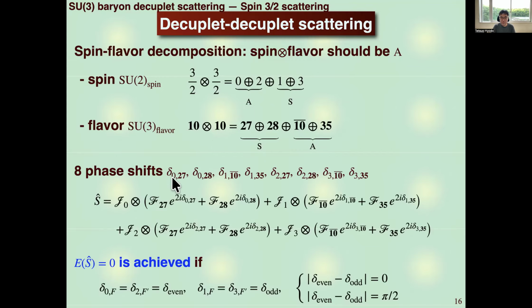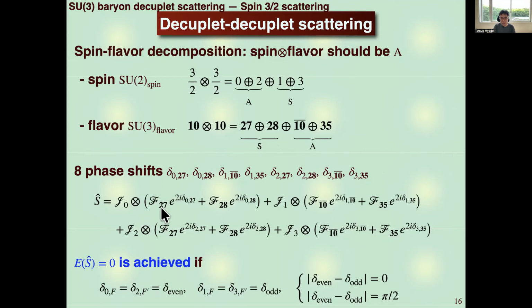Namely, this is a spin. So spin 0, flavor 27, spin 0, flavor 28, which is given by this combination, and spin 1, in this case, you have to combine like this, so 10 bar, 35, and so on and so forth. So up to here, we have 8 independent phase shifts under the two-body symmetry. The S matrix can be formally written in this form. So we first project in the spin space into the spin 0. But in that case, the flavor is not unique. You still have two possibilities, 27 or 28.